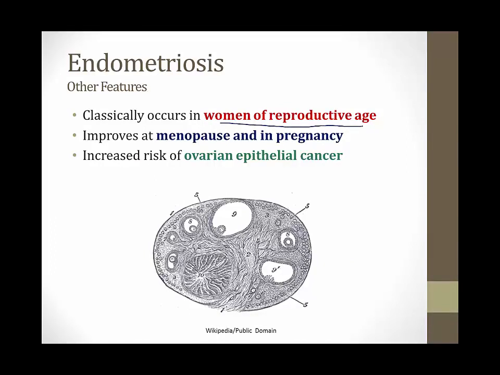So typically in a board question, this will be a woman with cyclic pelvic pain in her 20s, 30s, or 40s. It improves at menopause and during pregnancy, and that's because in both of these instances, the menstrual cycle stops, and that's what's driving the cyclic pelvic pain.